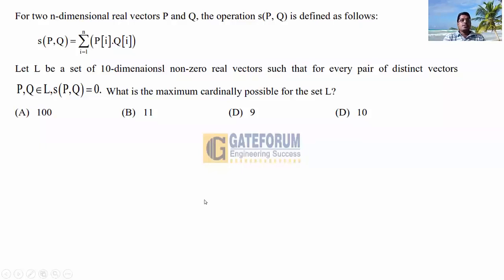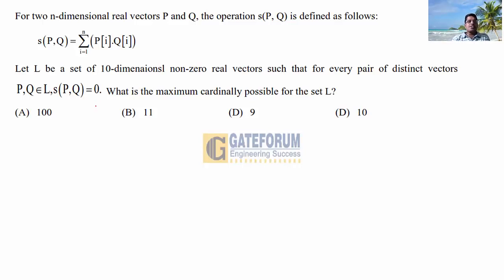The question is, for two n-dimensional real vectors p and q, the operation S of p comma q is defined as follows. S of p comma q is equal to summation i equals 1 to n p of i dot q of i. Let L be a set of 10-dimensional non-zero real vectors such that for every pair of distinct vectors p comma q belonging to L, S of p comma q is equal to 0. What is the maximum cardinality possible for the set L?